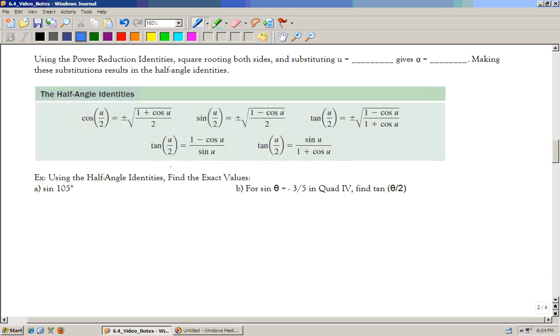Okay, we're on section 6.4, part B with the half angle identities. By using the power reduction identities, if we square root both sides and then substitute u as 2 alpha, and then solve this for alpha, alpha would be u over 2. So we can make these substitutions and get the half angle identities. We have one for cosine of half angle, one for sine of half angle, and then we have 3 of them that could be used for tangent.